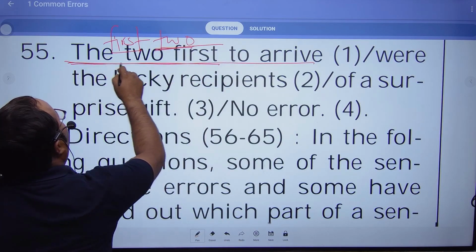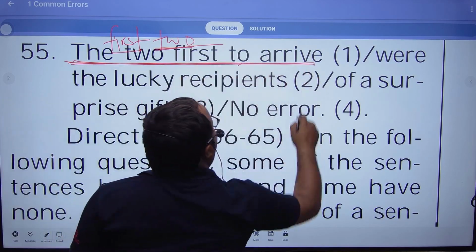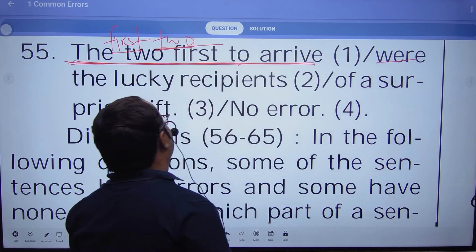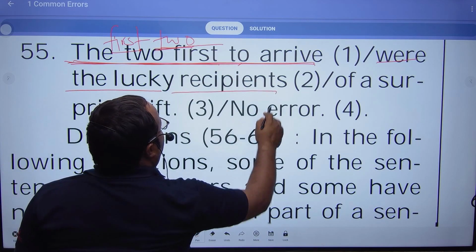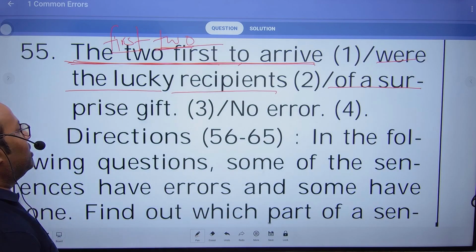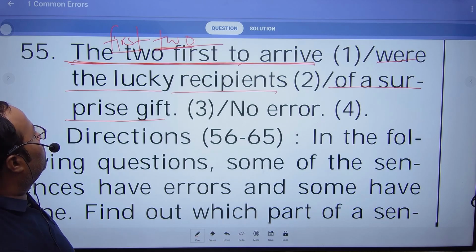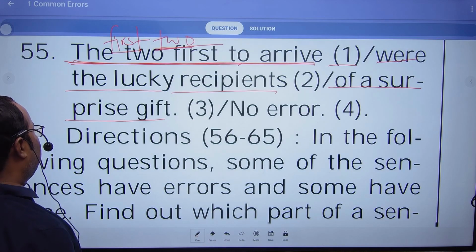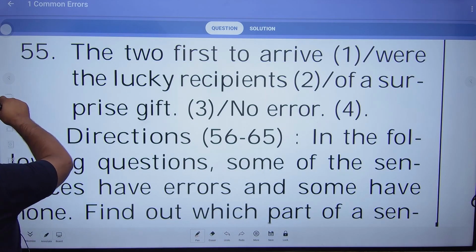So "the first two" must be used here. The first two to arrive, पहले दो आने वाले, were the lucky recipients, वे थे लकी भाग्यशाली recipients प्राप्तकर्ता of a surprise gift, आश्चर्यजनक गिफ्ट या छिपे हुए गिफ्ट प्राप्त करने वाले. So in this way we can say that in the first section there was a mistake. So in this way we have solved 5 questions already and we are going to study next.